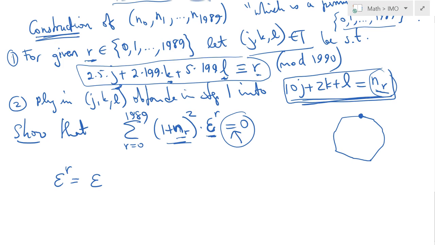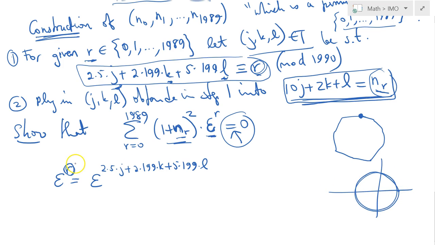So epsilon to the r power is equal to epsilon to the power 2 times 5 times j plus 2 times 199 times k plus 5 times 199 times l, and because r is from the set 0 to 1989, obviously, right? So this whole thing is congruent to r in mod 1990, but because after 1990 we are cycling on the unit circle, once we reach 1990 we start all over again.